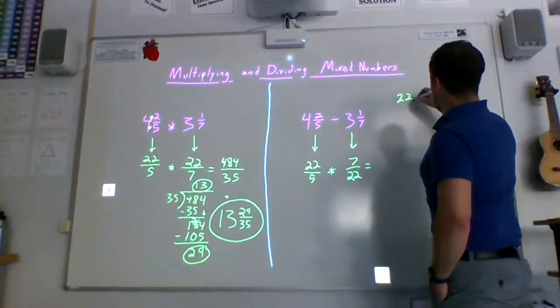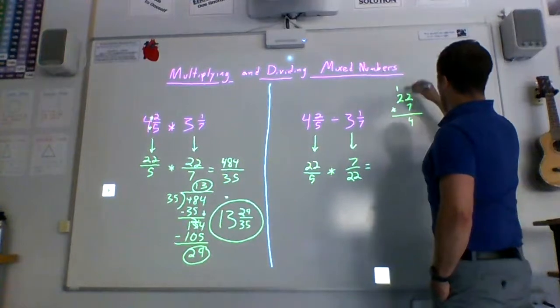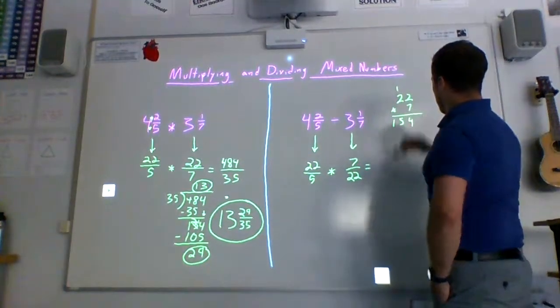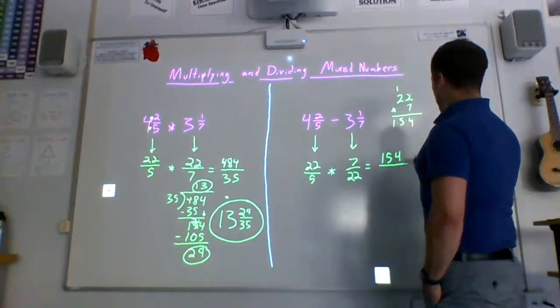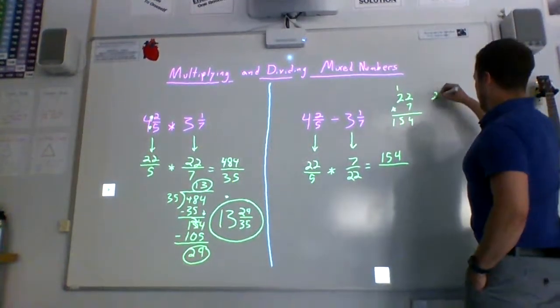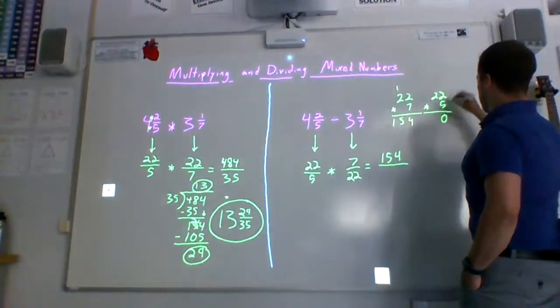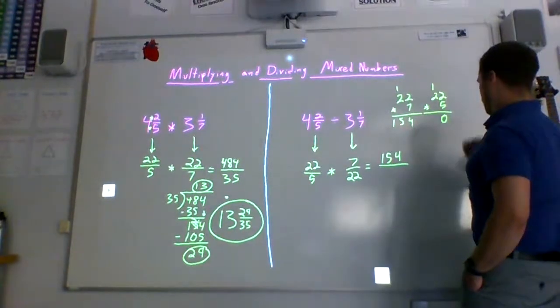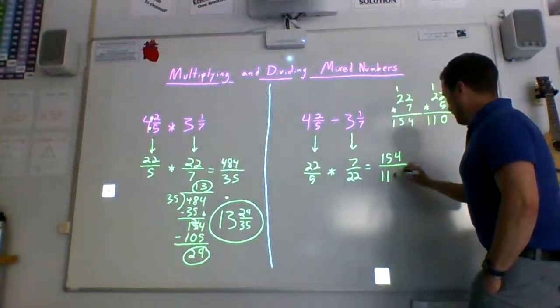22 times 7. 14. 14 plus 1. So that equals 154. Okay, and then this one down here, 5 times 22. Well, I'll do that anyway. I think I can figure it out, but just so we have it up here. 5 times 22, 5 times 2 is 10. 5 times 2 is still 10, plus 1 is 11. We ended up with 110.